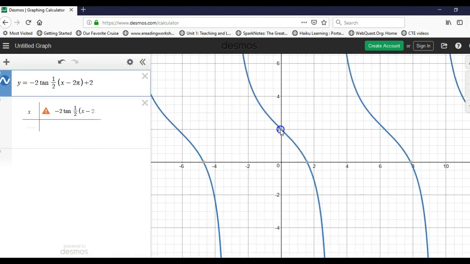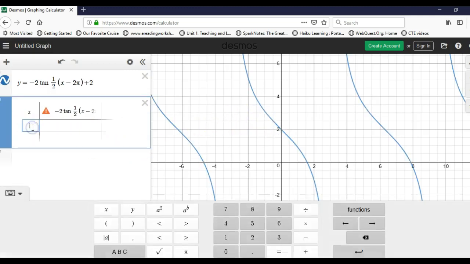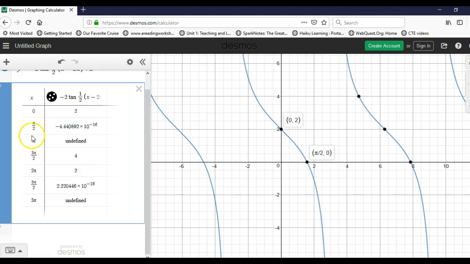And I can start typing in some of the values here. Like I know that's 0. Okay, and we can actually verify. Here I know that they gave me a really weird value for pi over 2, but I know that's an intercept, so I'm going to write that as pi over 2, 0. And when I pressed in pi, which is the next biggest one, I saw that it was undefined. That's going to be where my asymptote is. I also typed in 3 pi over 2, which is like halfway between pi and 2 pi. And so that's 4. It's going to go as high as 4. And then 2 pi, I got 2, as you can see here.